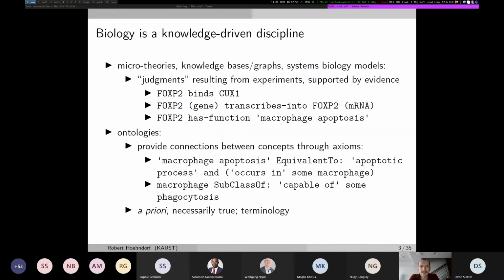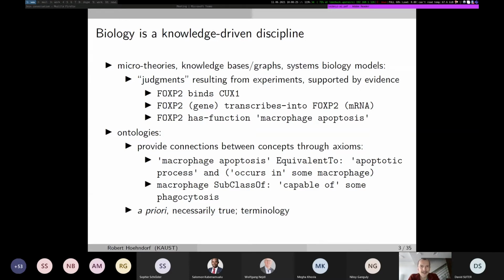But essentially, these are judgments which result from experiments. They are supported by evidence, and they are not easily accessible or not directly accessible from the data that we see. So when we measure, when we determine a genome or a transcriptome from one sample, we have to situate the data that we see with respect to this background knowledge that relies on experiments, sometimes of decades of biology.